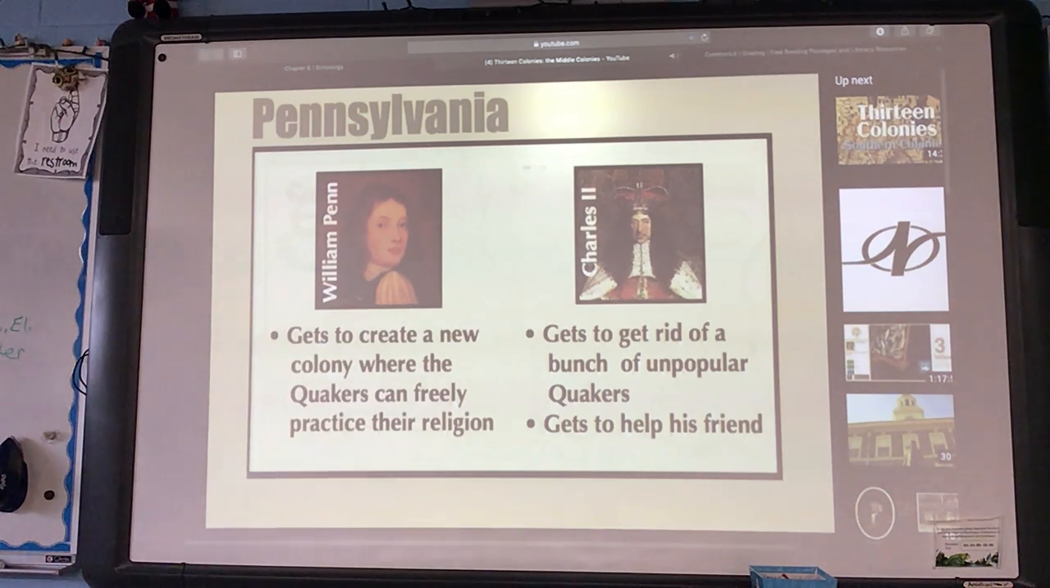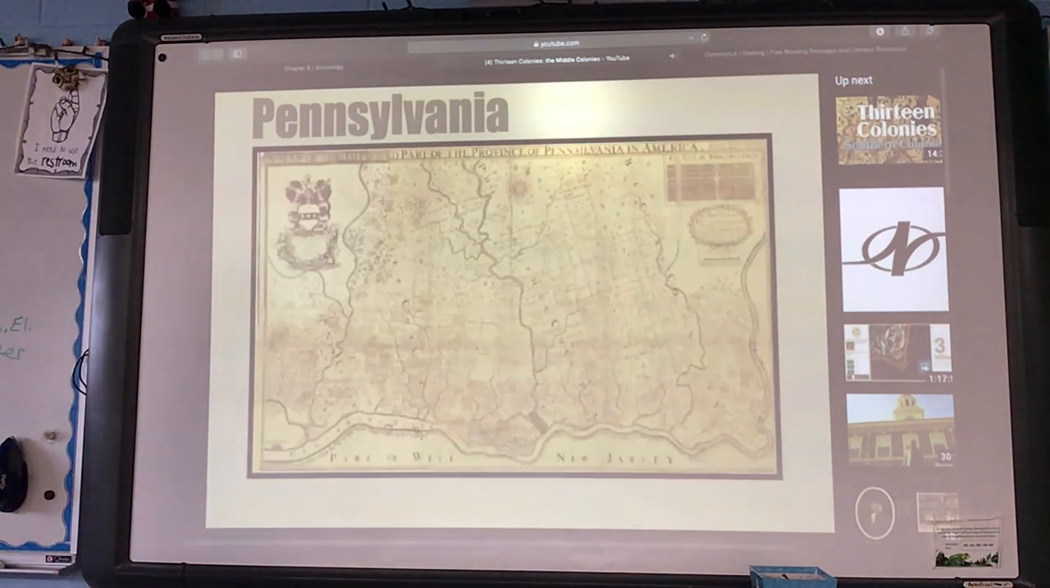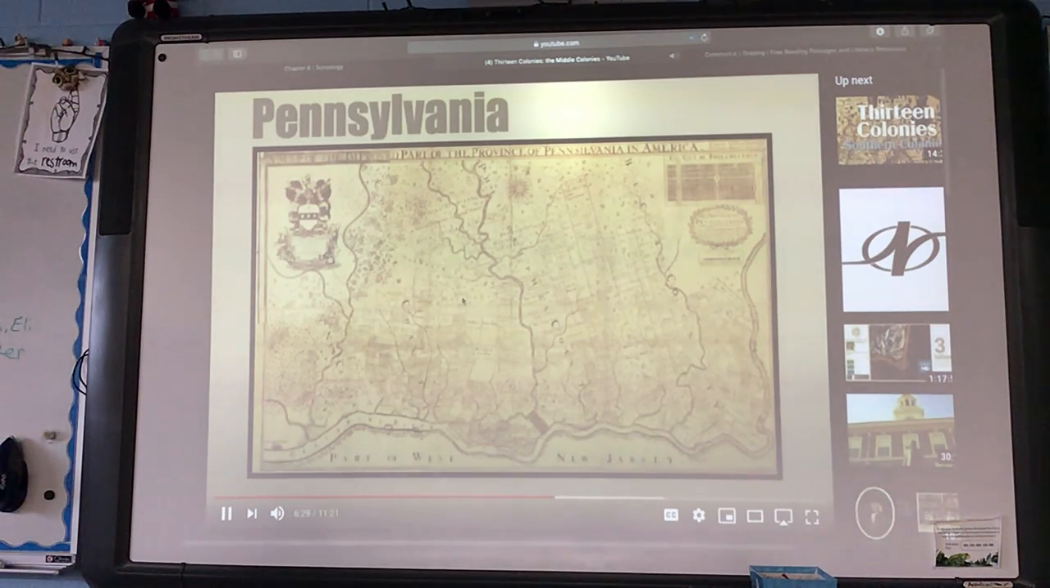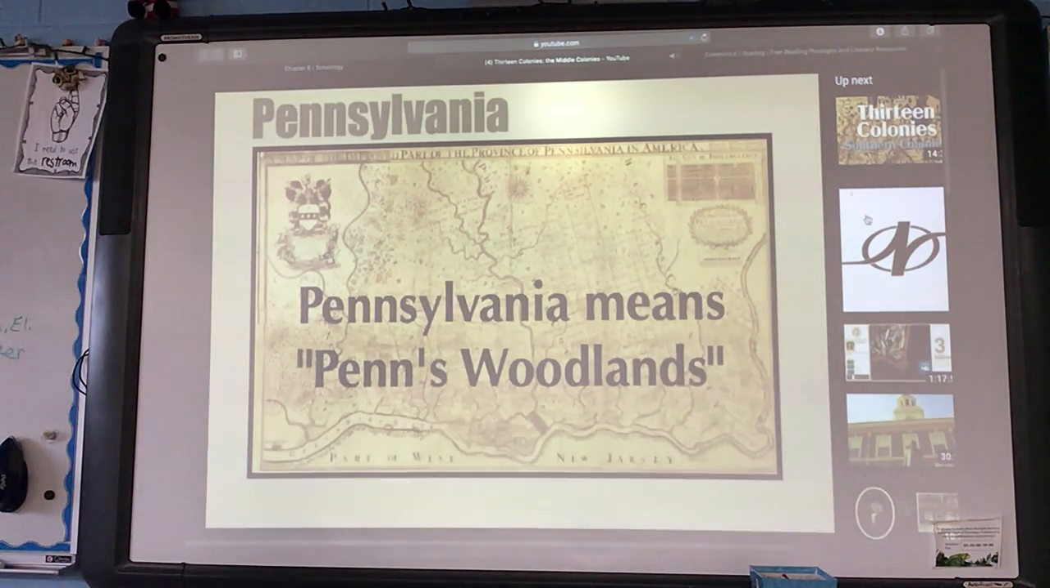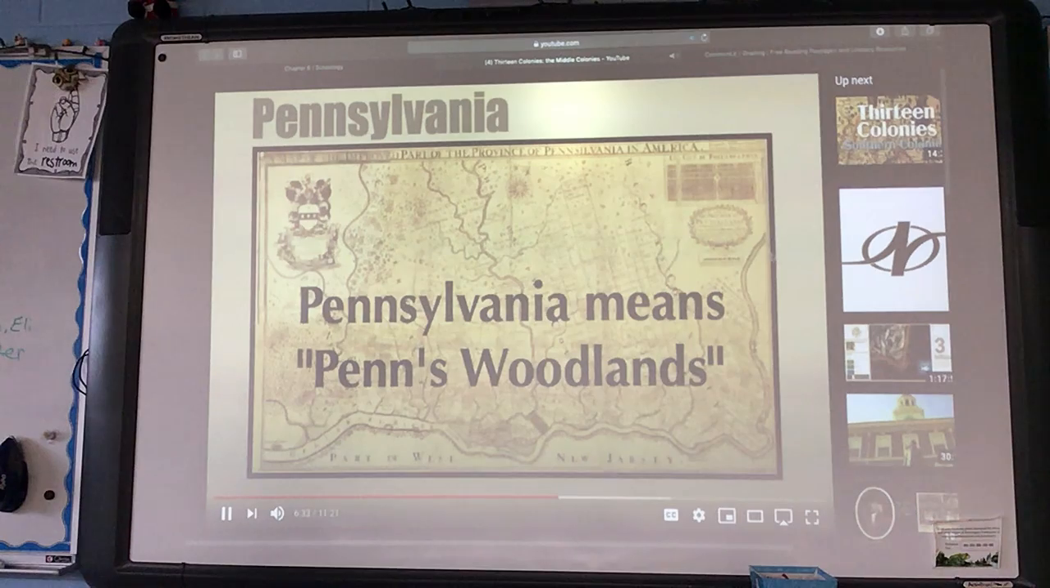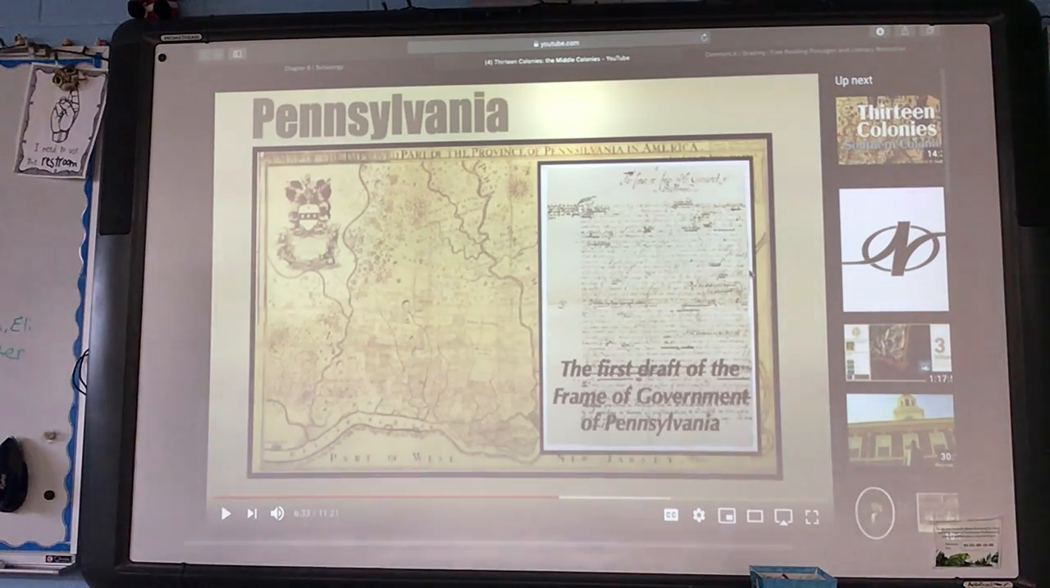William Penn, meanwhile, has the opportunity to create a new colony where Quakers can freely practice their religion. And Charles II says yes. He creates this new colony, which becomes known as Pennsylvania. We're going to get to that part in a minute.